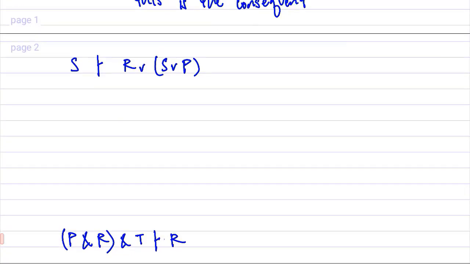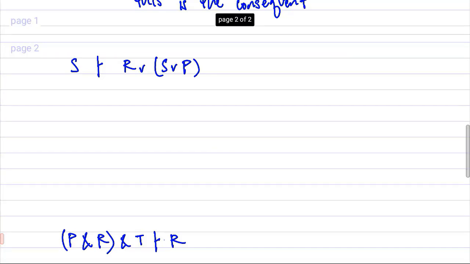So here I'm going to go through a couple of simpler examples. This is an argument. Here's the turnstile that you have seen before. That means that S is our premise, and this R or S or P is our conclusion. Okay, so we want to show in our proof, how do we get from this premise to this conclusion?